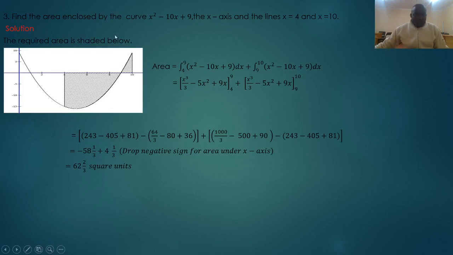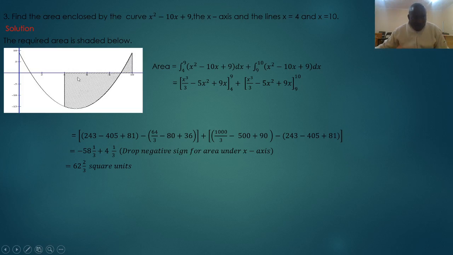Now let's talk about a question like this one. We find the area enclosed by the curve x squared minus 10x plus 9, the x-axis, and the lines x equals 4 and x equals 10. If you sketch the curve, this is the curve. The line x equals 4 is here, and the line x equals 10 will be here. So the area we are asked to find is this and this.